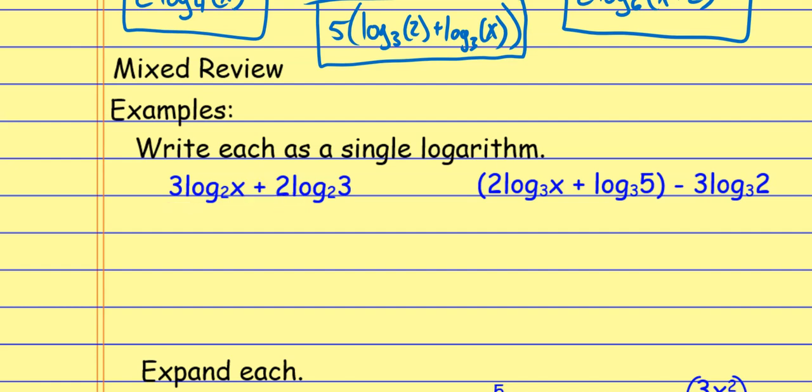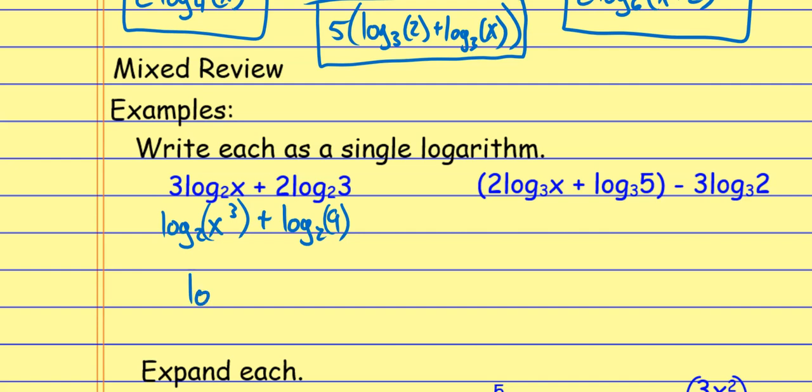And for logarithms, multiplication becomes exponents. So here, that multiplication becomes an exponent in the logarithm, x to the third. Here, that multiplication, that times 2, becomes an exponent inside the logarithm, so it becomes 3 to the second, which is 9. Okay? Now I can deal with that addition, and again, for logarithms, addition becomes multiplication.